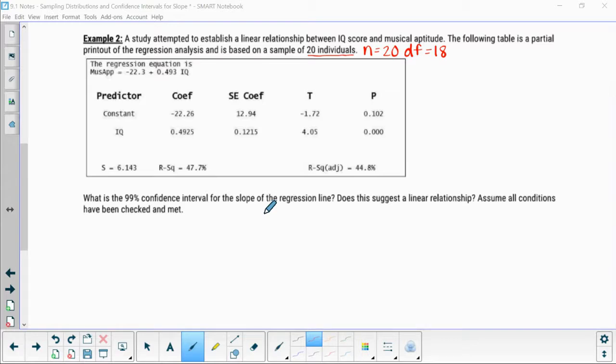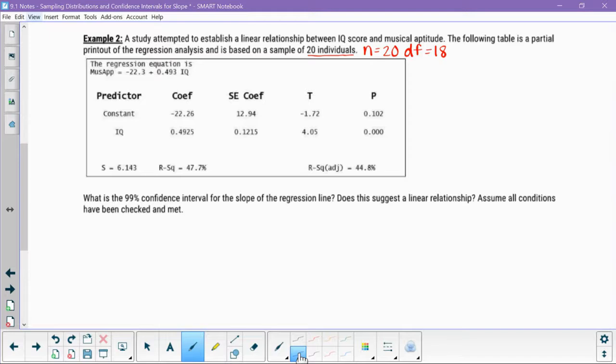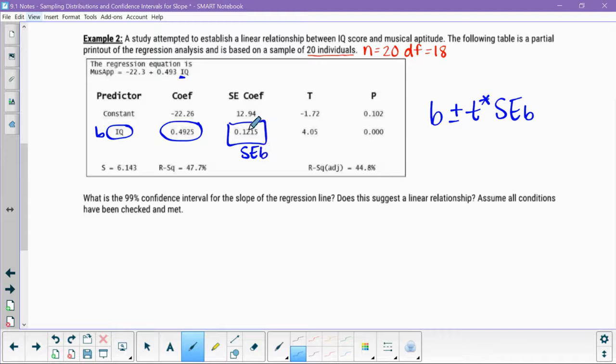So we are going to be doing a confidence interval. Before I get started, I know I need b plus or minus t star times the standard error of b. So I'm going to pull what I need from my problem. I know that b is my slope, so you're always going to look for what value is being plugged into your equation. This is my b value. And then I need the standard error of b, which is here. Standard error of b and b.